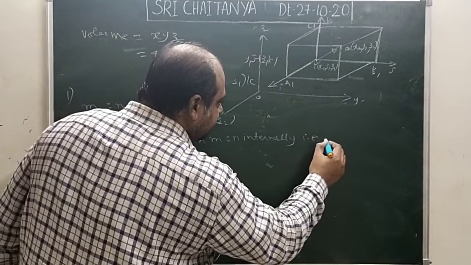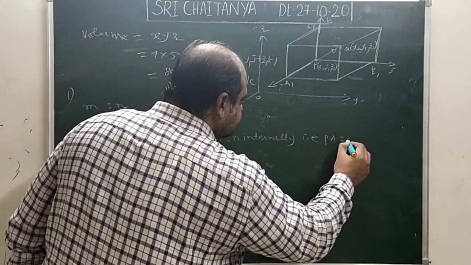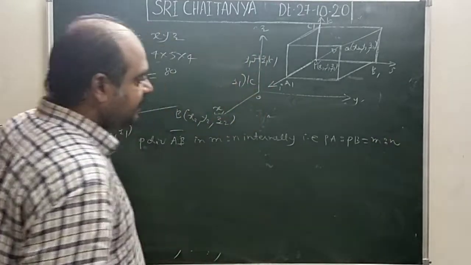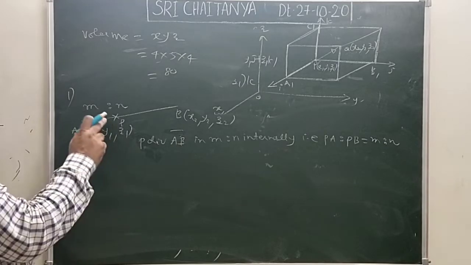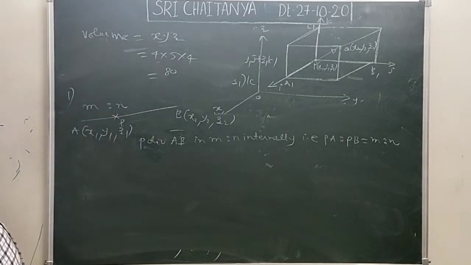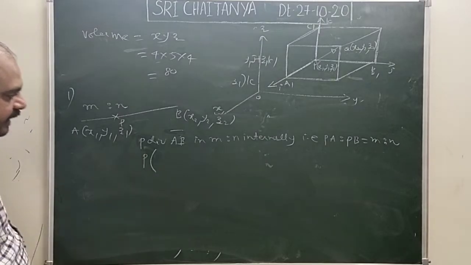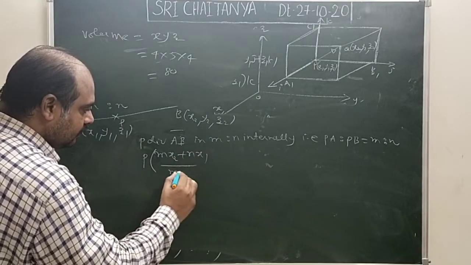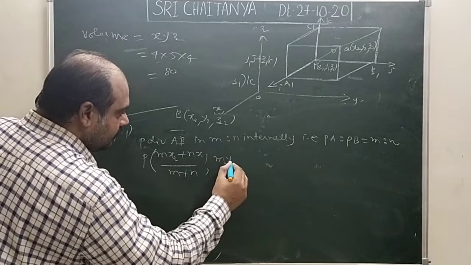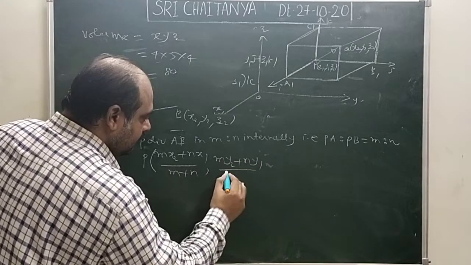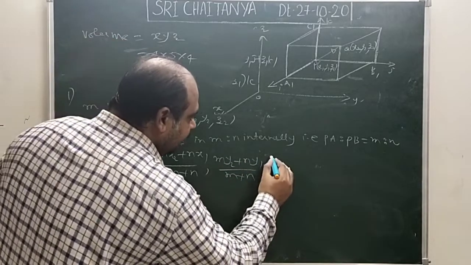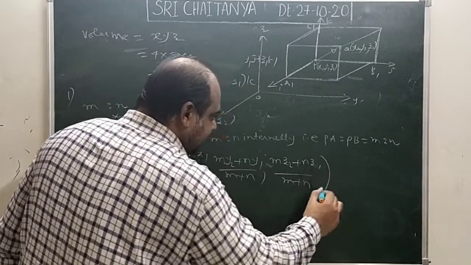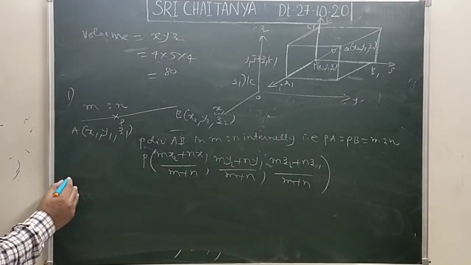m:n internally, meaning is what? PA is to PB is nothing but, we have already discussed that. PA is to PB is nothing but m:n. Then that point is nothing but the same formula. Just the x coordinate, y coordinate, and now the z coordinate will be added. Just the z coordinate will be added. Right? Internal division, same formula.